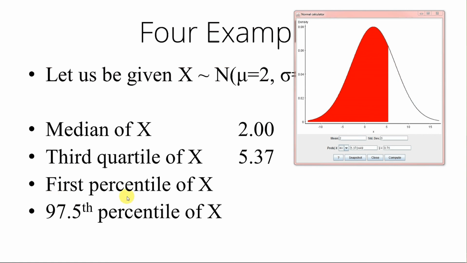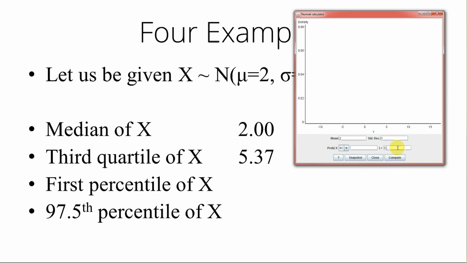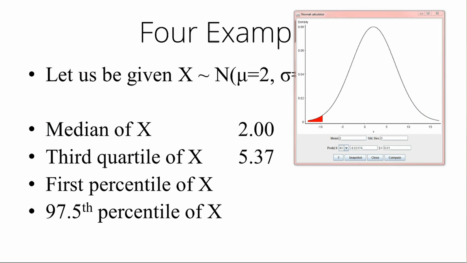The first percentile of x, again, that first percentile is our probability. It's 0.01, because 0.01 is 1%. Compute, that shaded area is actually 1% if we care. And we are told that the first percentile of x is negative 9.63. If you want all the decimal places, it's negative 9.63174.